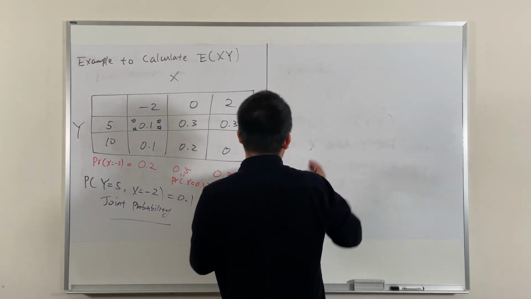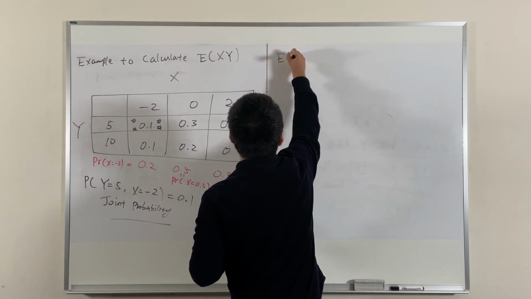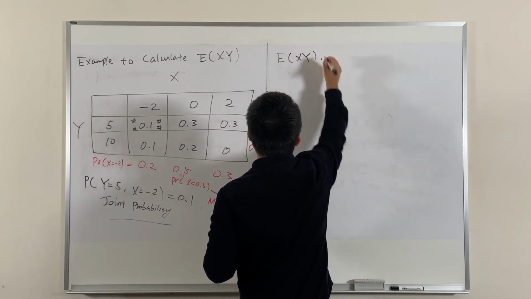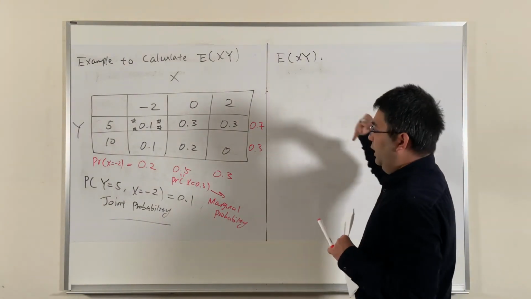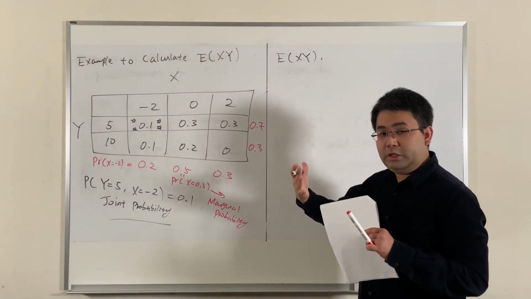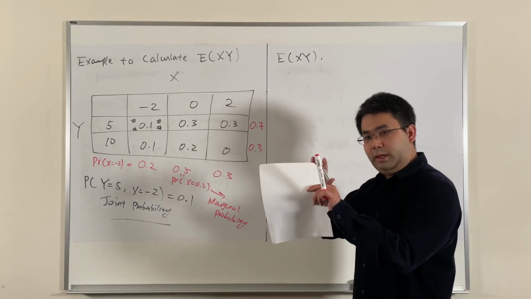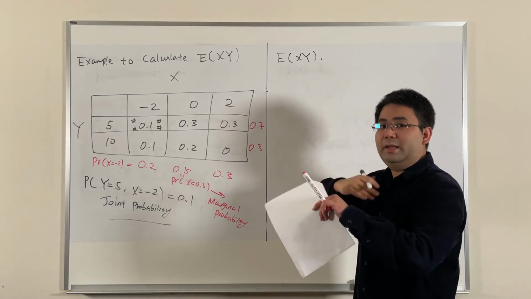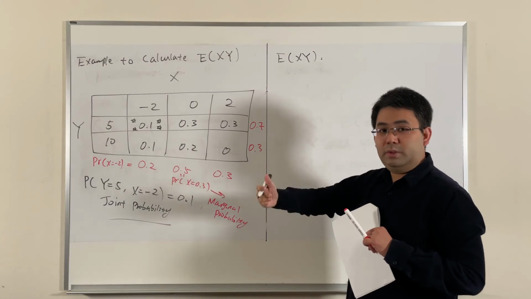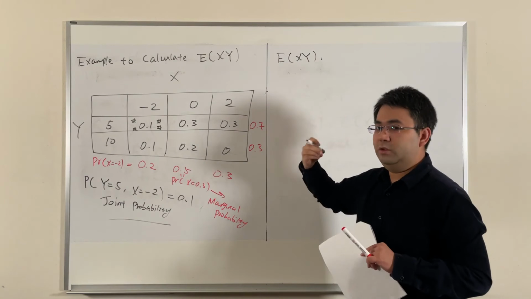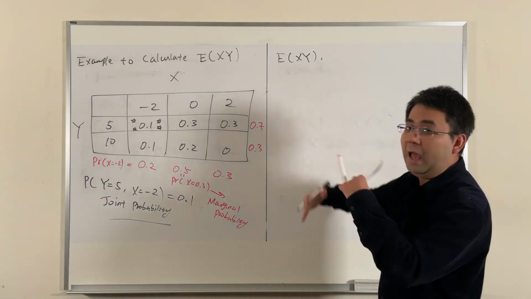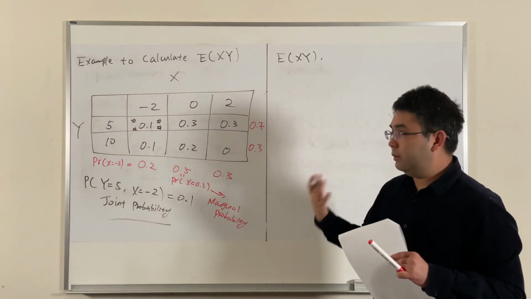We're going to solve for the expected value of x multiplied by y. The concept stays the same, right? We want to get all the possible combinations of x and y, multiply them together, then multiply by the probability that the combination happens, and then add them together. Kind of taking the average using the joint probabilities.